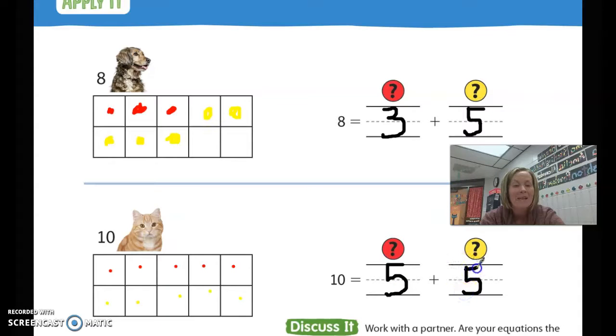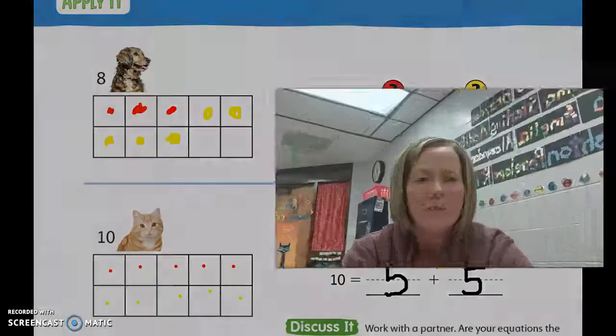Now, does your problem have to be exactly the same as mine? It doesn't, as long as you filled in that whole 10 frame. Nice work, boys and girls.